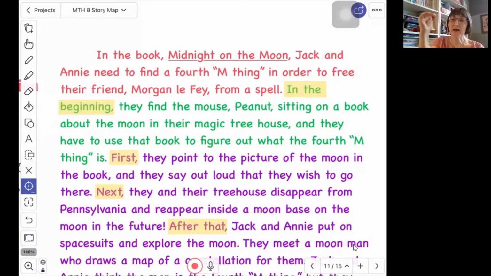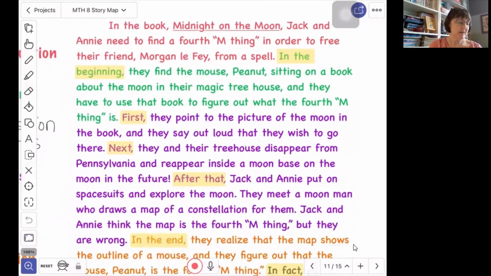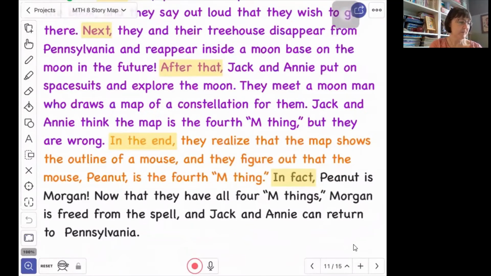We explain what happens first, and then when we say next, we're telling the reader, okay, I'm done telling you about this event, and now I'm going to tell you about the next event. And when we say after that, we're telling the reader, okay, I'm done telling you about this event, and now I'm going to tell you about the next one. It makes more sense for the reader and makes it easier for them to follow.